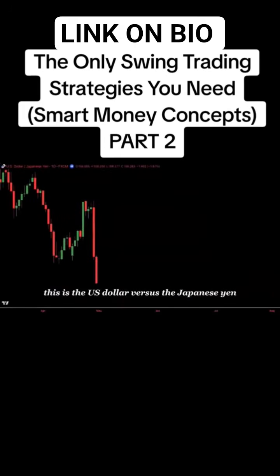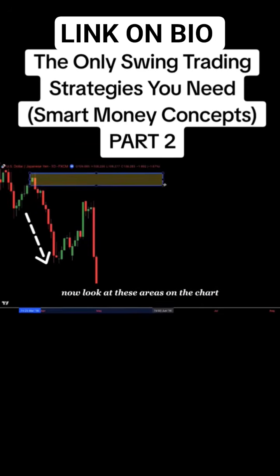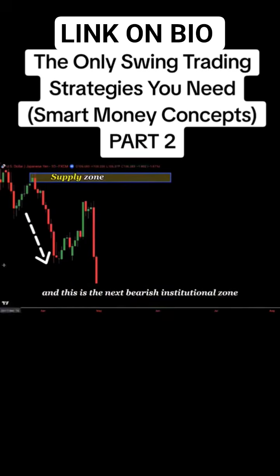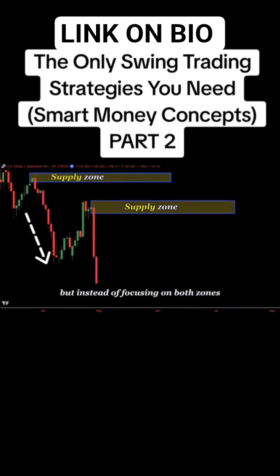This is the US dollar versus the Japanese yen on the daily chart. As you can see, the market is clearly trending downward, which means we only want to focus on selling opportunities in the direction of the trend. Now look at these areas on the chart. This is a bearish institutional zone, and this is the next bearish institutional zone. But instead of focusing on both zones, we are going to focus on the most recent one because it is stronger, fresher, and also the closest zone to current price if the market retraces upward.